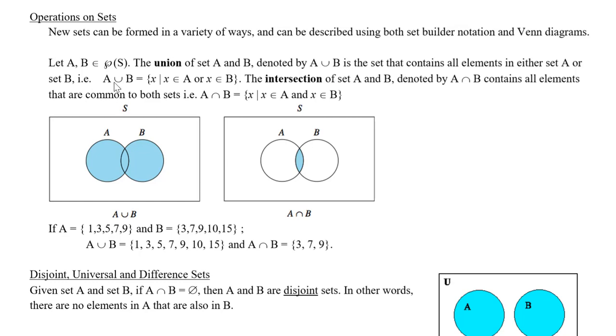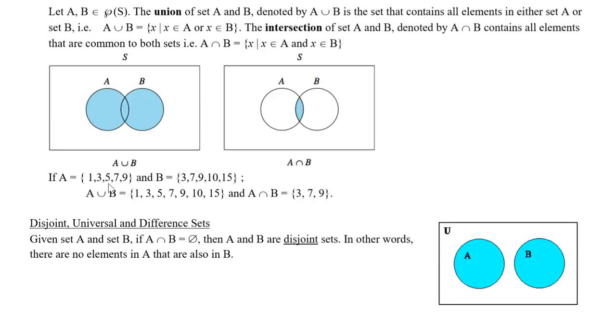With set builder notation, you could say A union B is all x's such that x belongs to A or x belongs to B. The intersection of sets A and B, which we write like an upside down U, is all the elements in A and B at the same time.